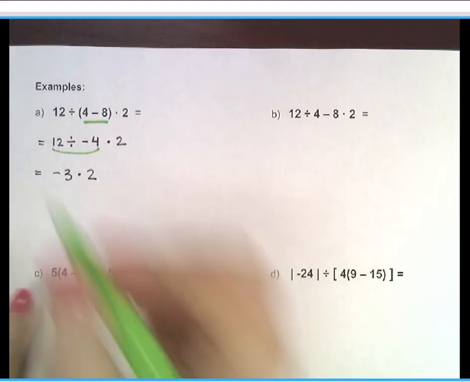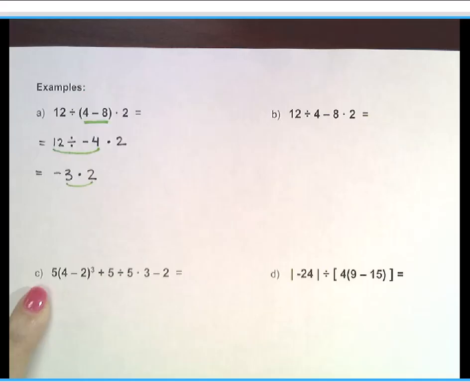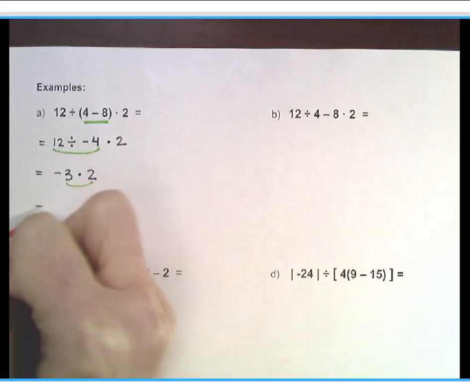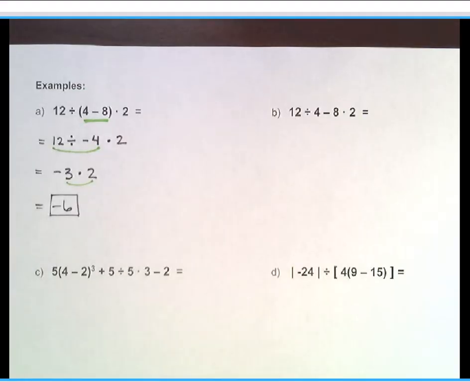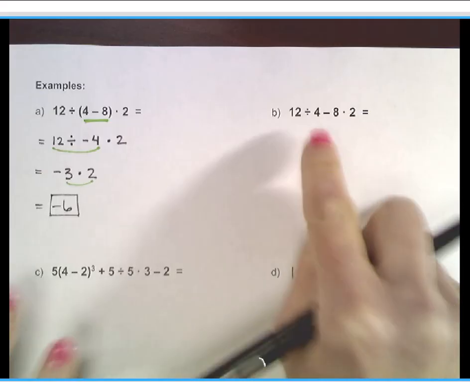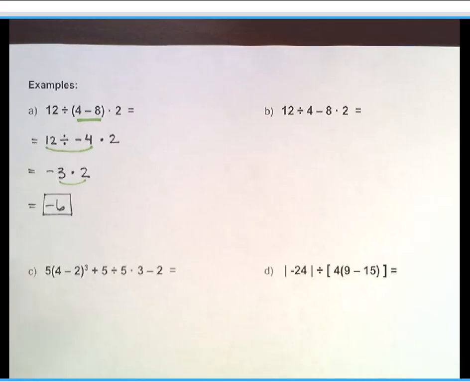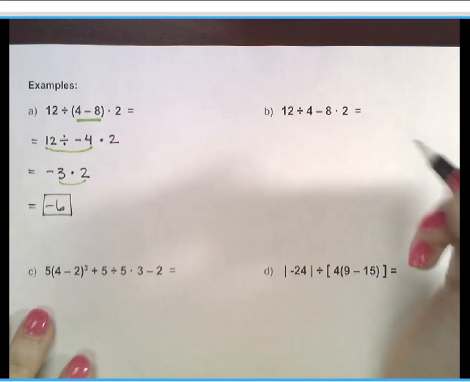And then what I'm left with is one little multiplication problem, and I'm going to end up getting negative 6 as my final answer. That's the proper way to do PEMDAS. The M and the D go from left to right. So then we can try this one. And again, at any time, if you want to pause the video and try it, you can watch the rest of the video and see if you get it right.